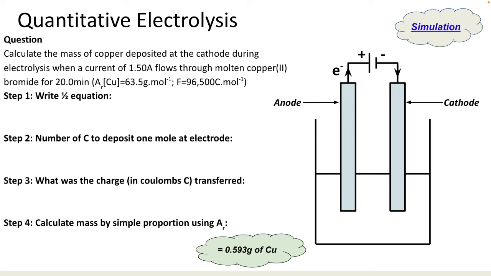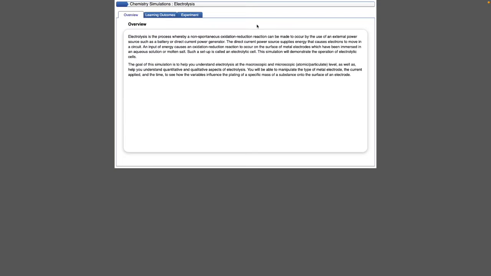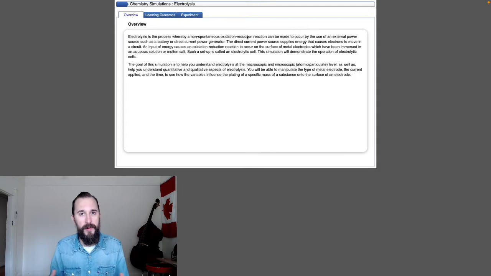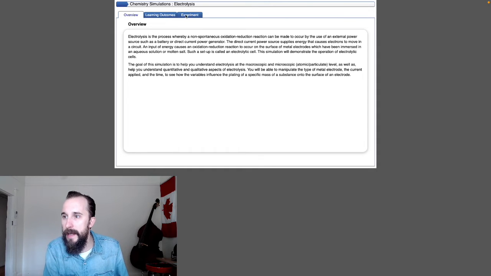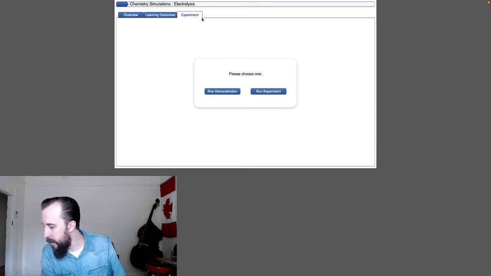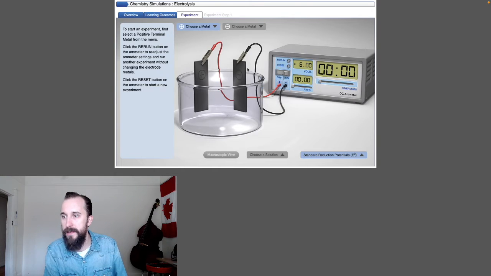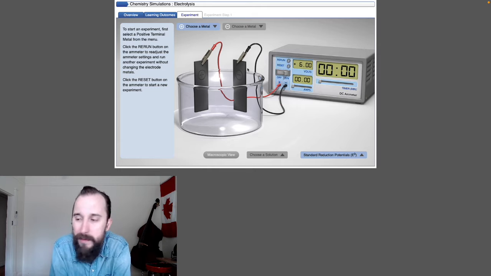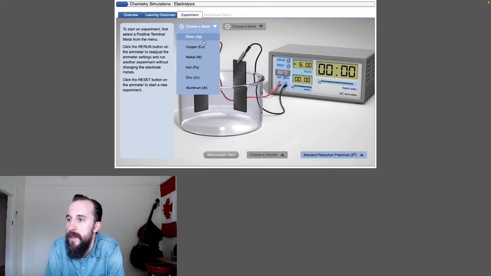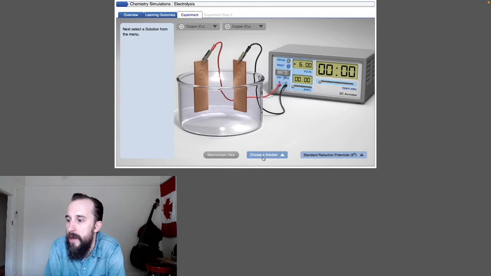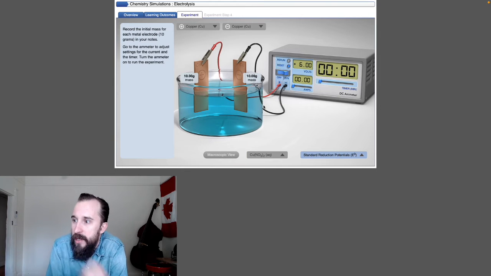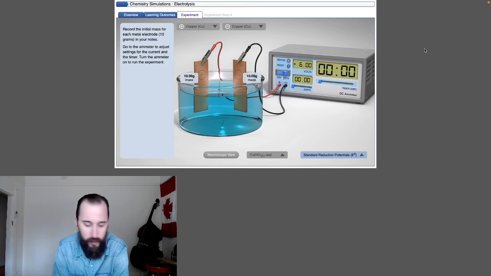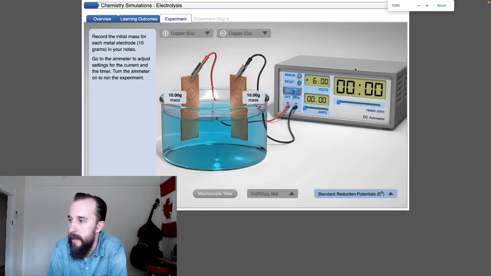So what I've got here is a really useful simulation that I'm going to run us through now. I'll pop a link down below if you want to check it out, of course. In this one, there's a few options. Let's just run an experiment. We were using a molten, but let's deal with an aqueous solution. So let's say we've got copper electrodes, and then we have copper solution. So look, this is what an electrolysis might look like in the actual lab outside of just our diagrams. I might make it a little bit bigger there.